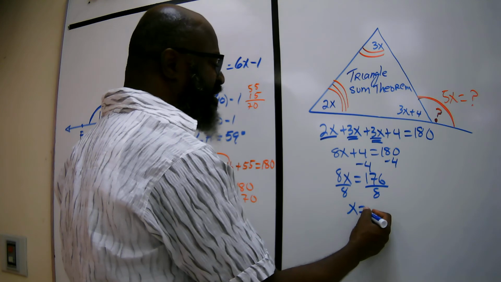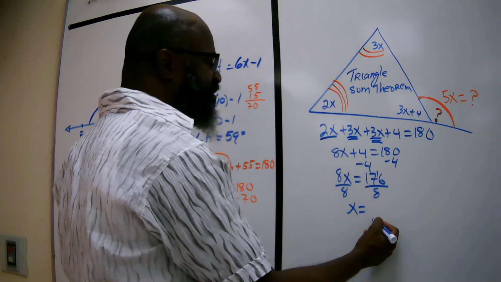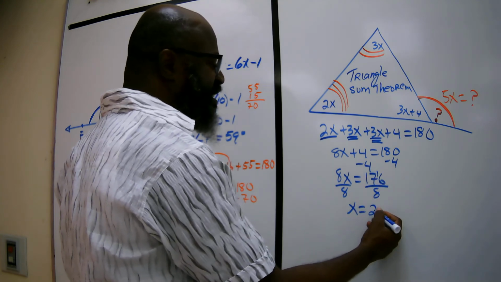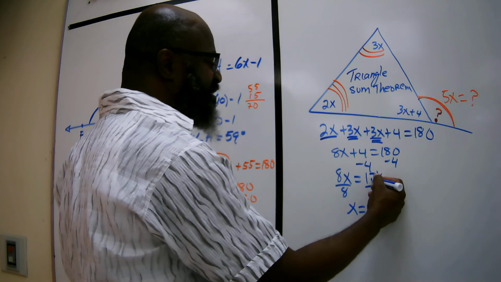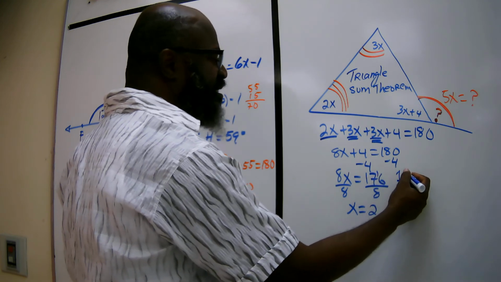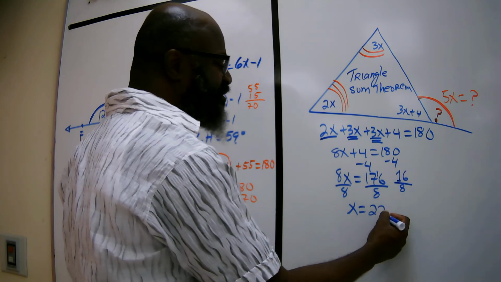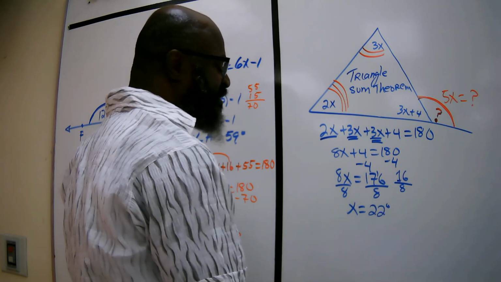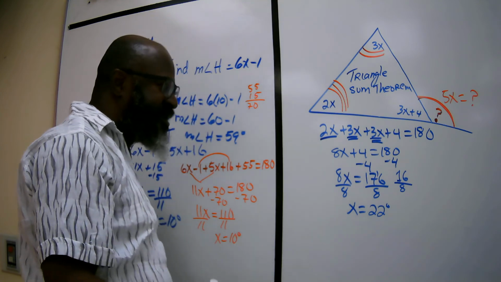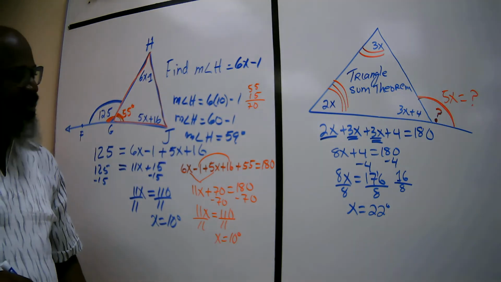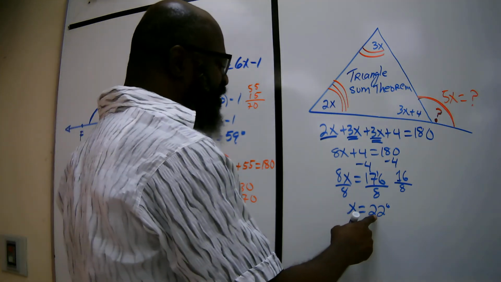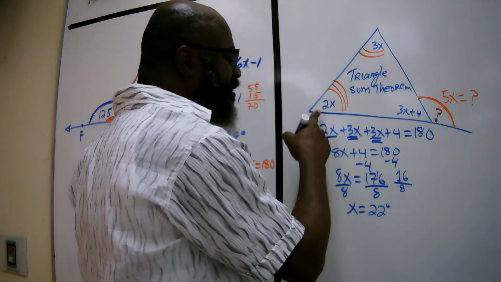I will ask myself how many times does 8 go into 17. 2 times 8 is 16. 17 minus 16 is 1. So now I bring down the 6. Now I'll have 16 divided by 8 is 2 times. And this is x is 22 degrees. Some of you are going to start jumping around. You're not done.